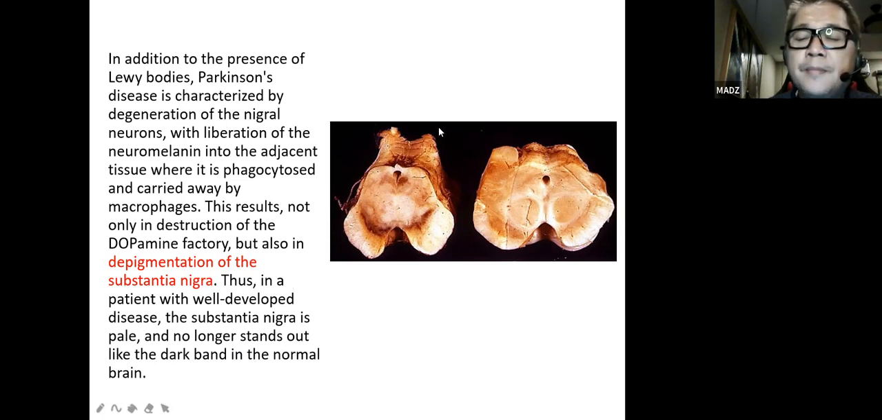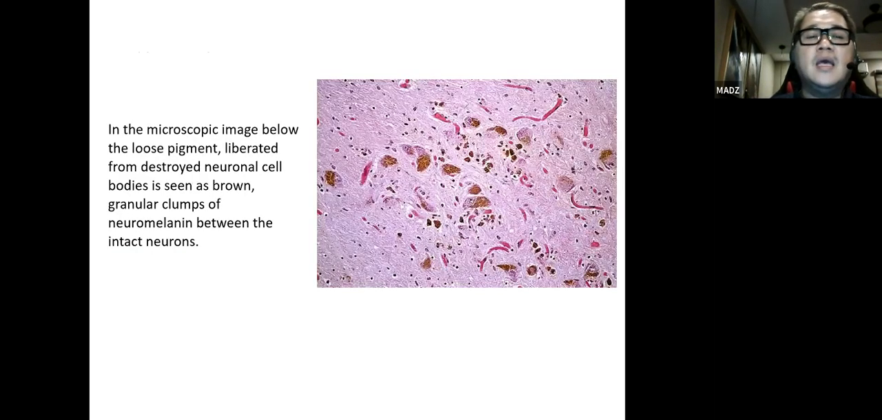So this is a normal midbrain with the well-stained, darkly stained substantia nigra. In this patient, this is an abnormal patient with Parkinson's disease where you already have diminution in the pigmentation of the substantia nigra, due to the destruction of the nigral cells, the neurons that contain neuromelanin. Okay, so in the microscopic image, you see loose pigments liberated from the destroyed neuronal cell bodies.